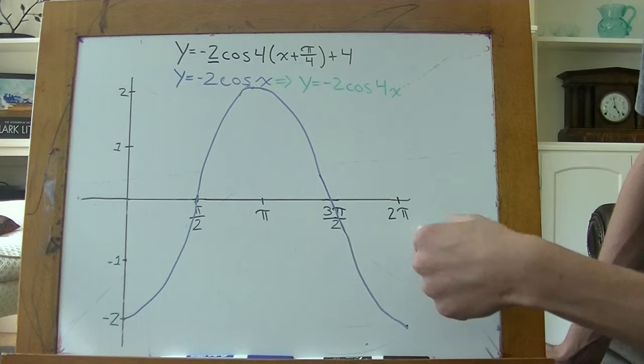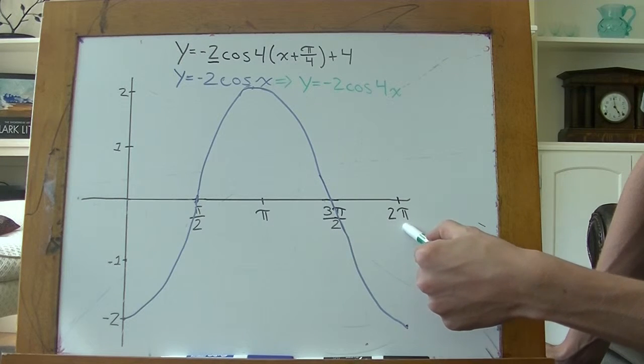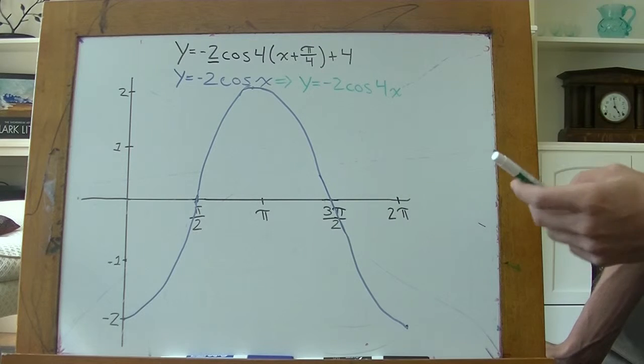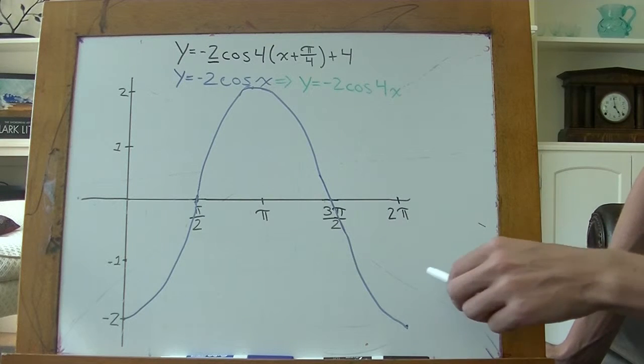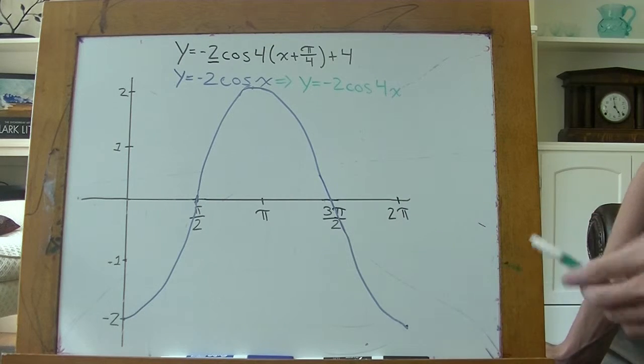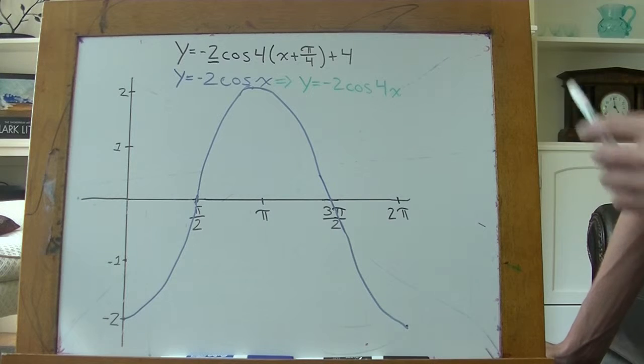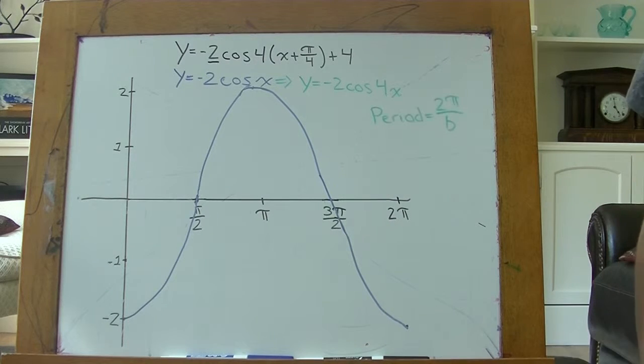So what will that make the period? We have a 2 pi period, that's going to be compressed by a factor of 4. In order to figure out what the new period will be, we can plug it into a simple equation that will tell us. So I'm going to write down that equation and we'll try it out.